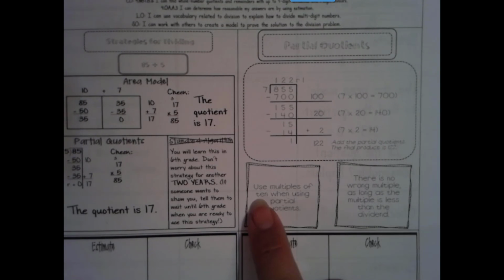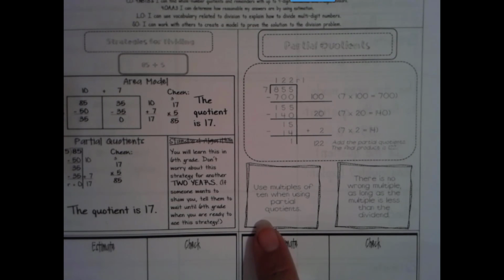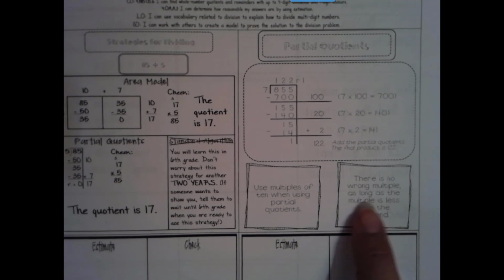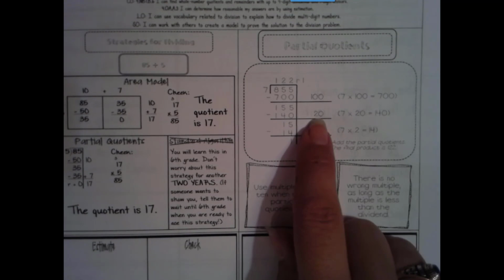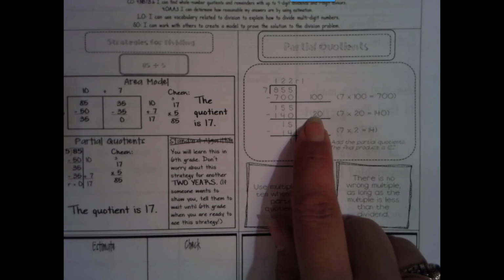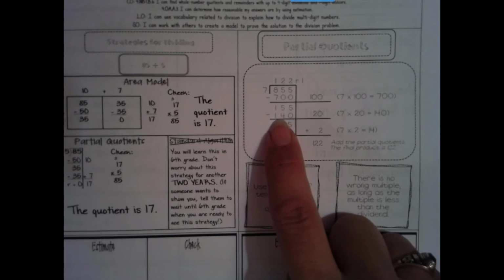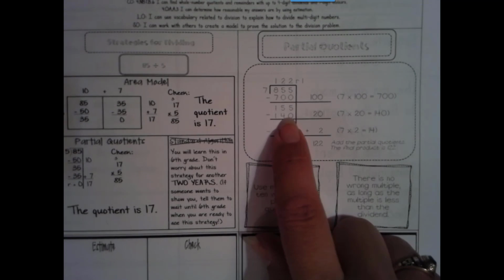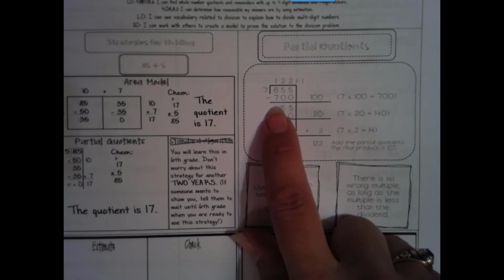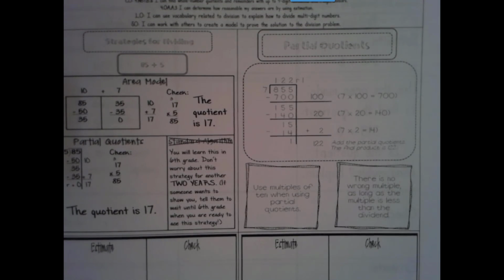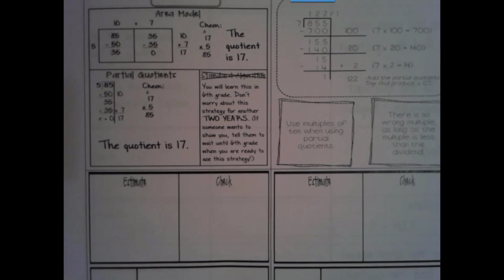Okay. You want to use multiples of 10 when using partial quotients. There is no wrong multiple as long as the multiple is less than the dividend. So like here, I wouldn't want to have done another group of 100 because I would have 700 and that would be way too big. I need to make sure that the number that I'm getting here to subtract is less than what's already there. I can never have a number greater than. Alright, so now we're going to do some problems.